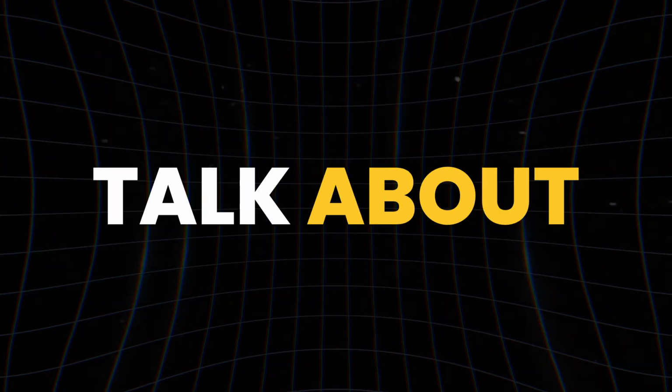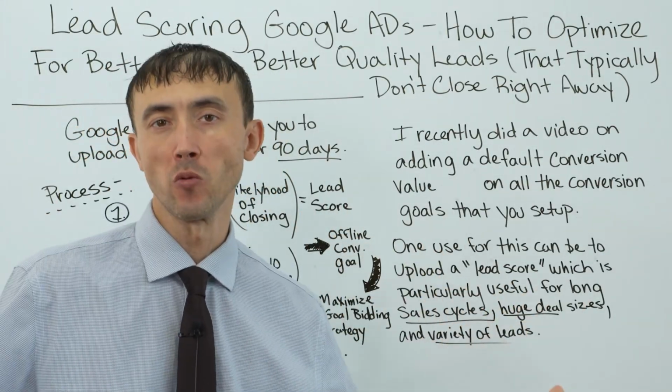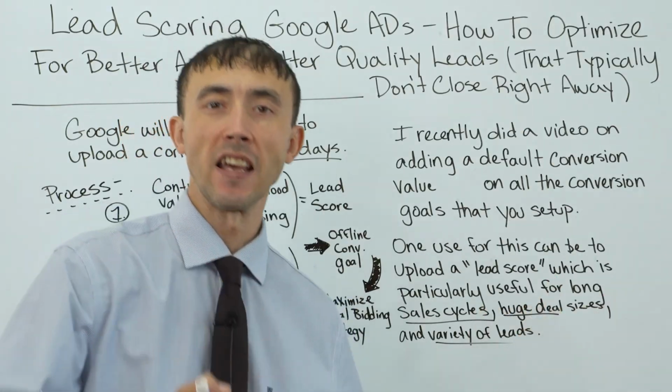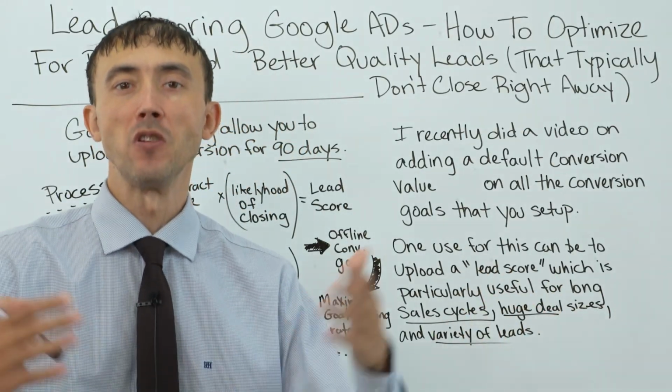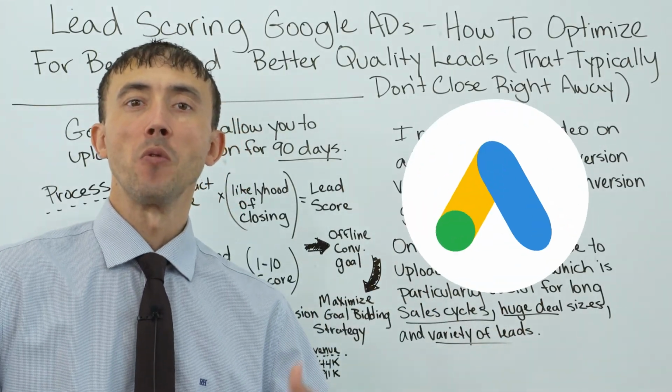Today's video, we are going to talk about lead scoring on Google Ads, how to optimize for better and better quality leads coming from your Google Ads spend on an ongoing basis that, quote unquote, typically don't close right away. Because of course, if your lead closes right away, you could just import the sales revenue that you got into your ad account and optimize off of that, which, if you don't do that already, in itself is the first step to riches with Google Ads.